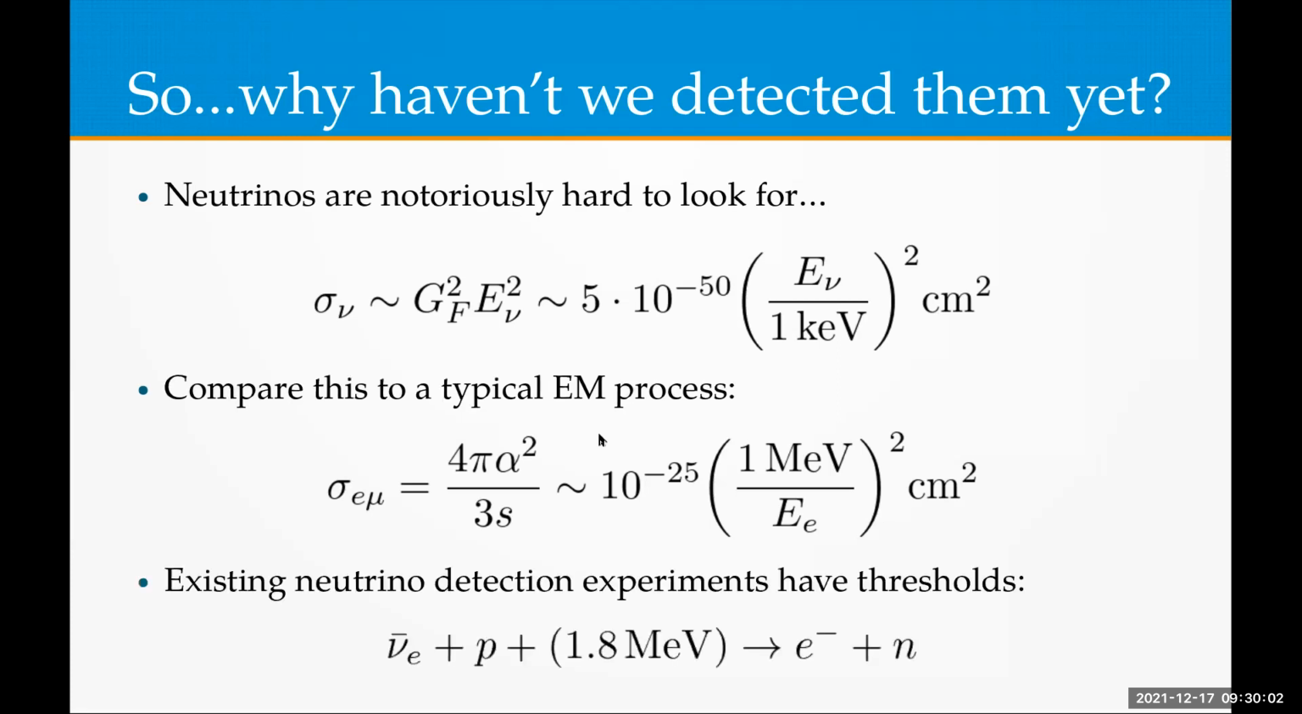And then even worse for relic neutrinos, because they're such low energy, we might not be able to detect them at all. Typical neutrino detection experiments have thresholds. Take, for example, this inverse beta decay process, which is commonly used in neutrino detection experiments. This has a threshold of about 1.8 mega electron volts. Of course, for relic neutrinos, we've got about 0.1 milli electron volts. We're absolutely nowhere near meeting this threshold to be able to detect them. But there is some hope.